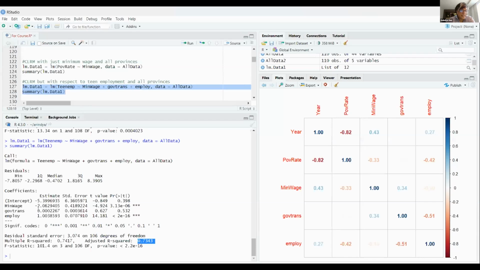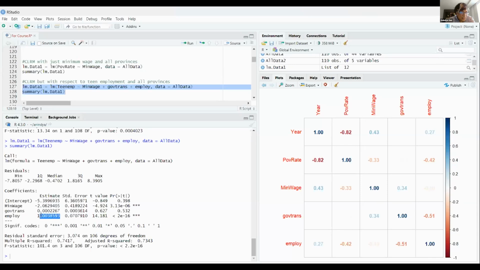Unsurprisingly, as the minimum wage goes up, teen employment goes down, right? Maybe employers are substituting away from teens to more skilled employees because the minimum wage is making teens relatively more expensive. Now, is this significant? Yes, it is. It's got a pretty high t-value. Now, government transfers don't seem to matter. The employment rate matters. Look at that.